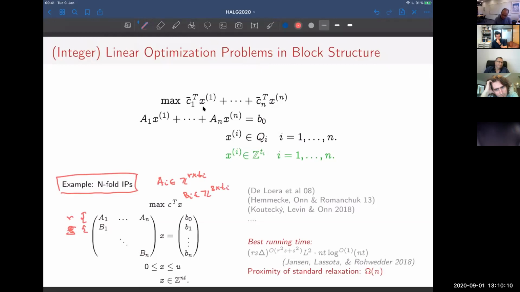Okay, now the number of papers that appeared in the last 20 years is quite substantial. I would like to mention the best running time that was obtained so far, namely the one by Jansen, Lassota, and Rohwedder in 2018. And they get something like this. So this is the dependence on the parameter: rs delta to the power of O(r squared times s plus s squared). And this L here, I need to explain what this L is. L is the maximum binary encoding length.